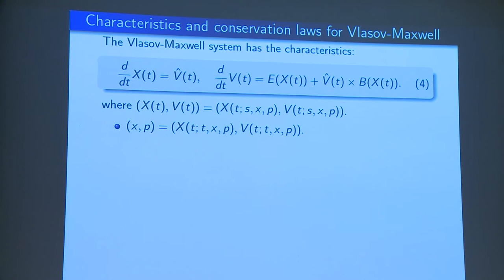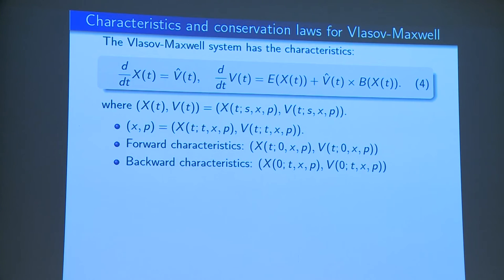This is basic characteristics 101 stuff. But we will also use these forward characteristics. That's when you start with s equals 0 and you go forward in t. And the backward characteristics, that's when you are at t and you go backwards to 0.